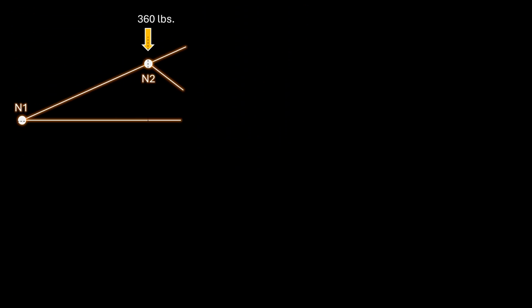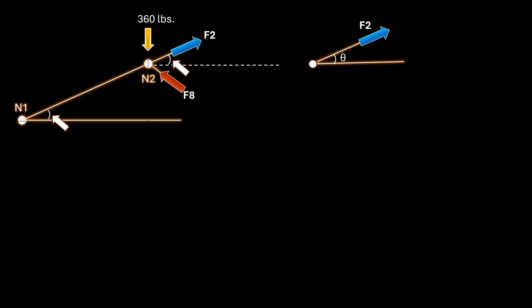Having determined F8, we can easily use the method of joints to determine the force at F2. The angle between F2 and the horizontal is similar to the angle at node 1. We will call this angle theta, just like we did when working with the similar angle at node 1. We determined that angle theta at node 1 is 22.62 degrees. Therefore, angle theta at node 2 is also 22.62 degrees.